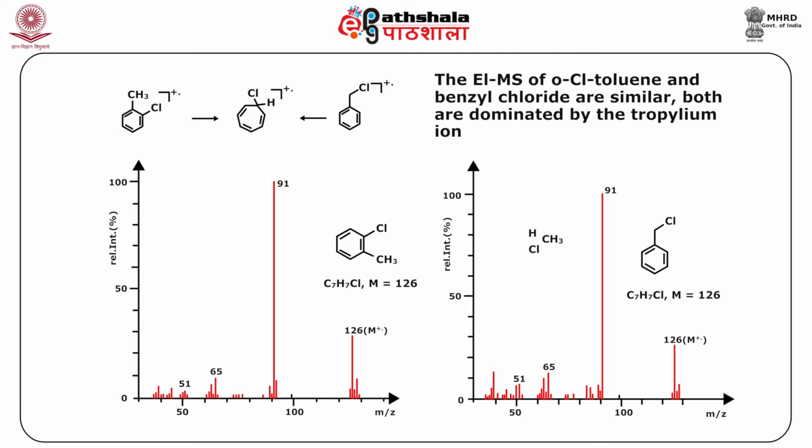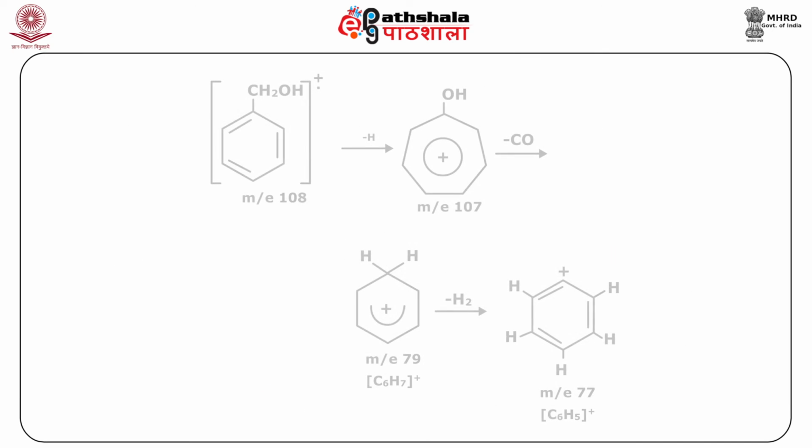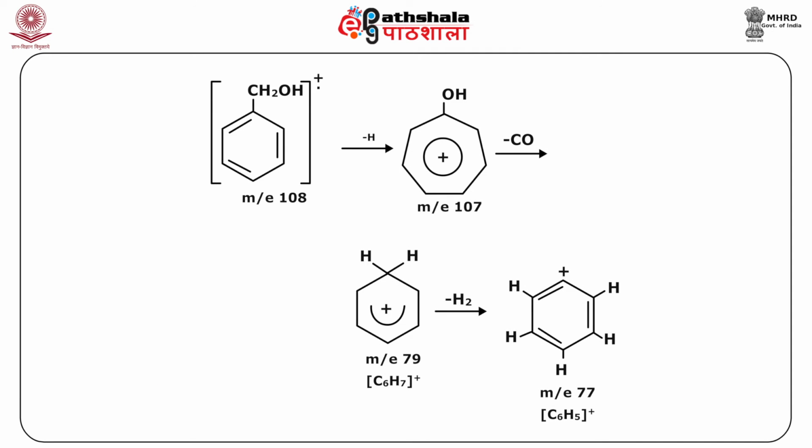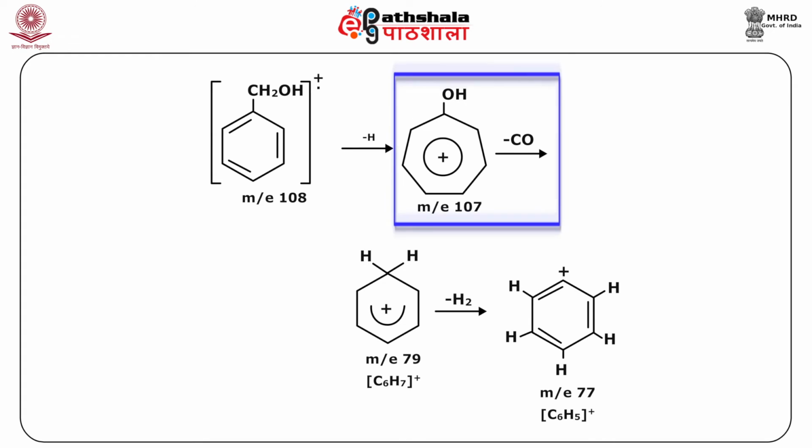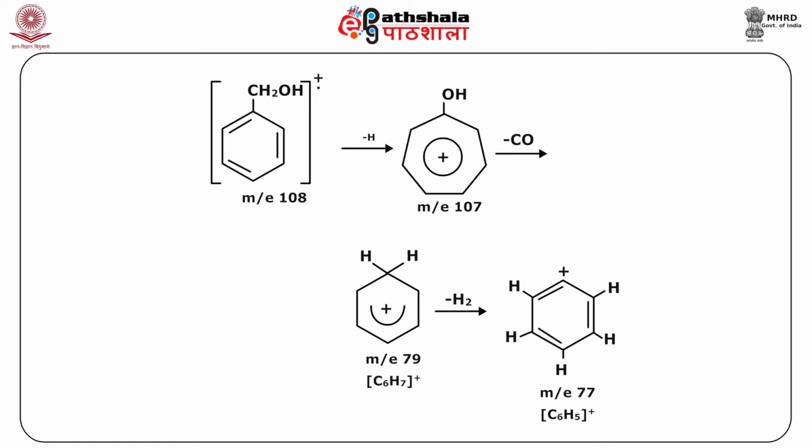Now, this spectrum shows you the EIMS of ortho-chlorotoluene and benzyl chloride. They are both similar because they are dominated by tropylium ion formation. Again, if you see here, the mechanism of tropylium ion is shown to you. Benzyl alcohol also undergoes rearrangement to form hydroxyl tropylium ion, which is depicted at an m/z value of 107.